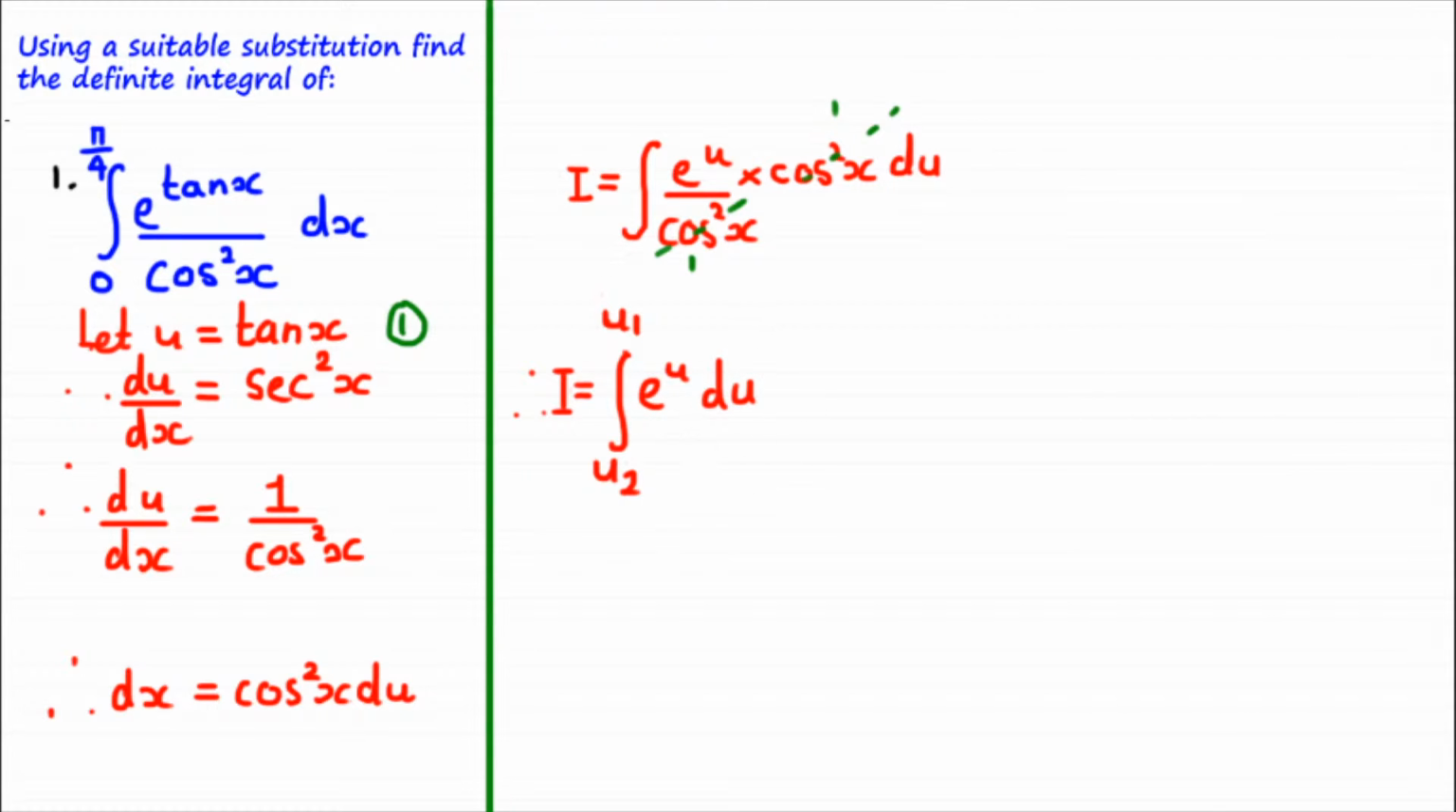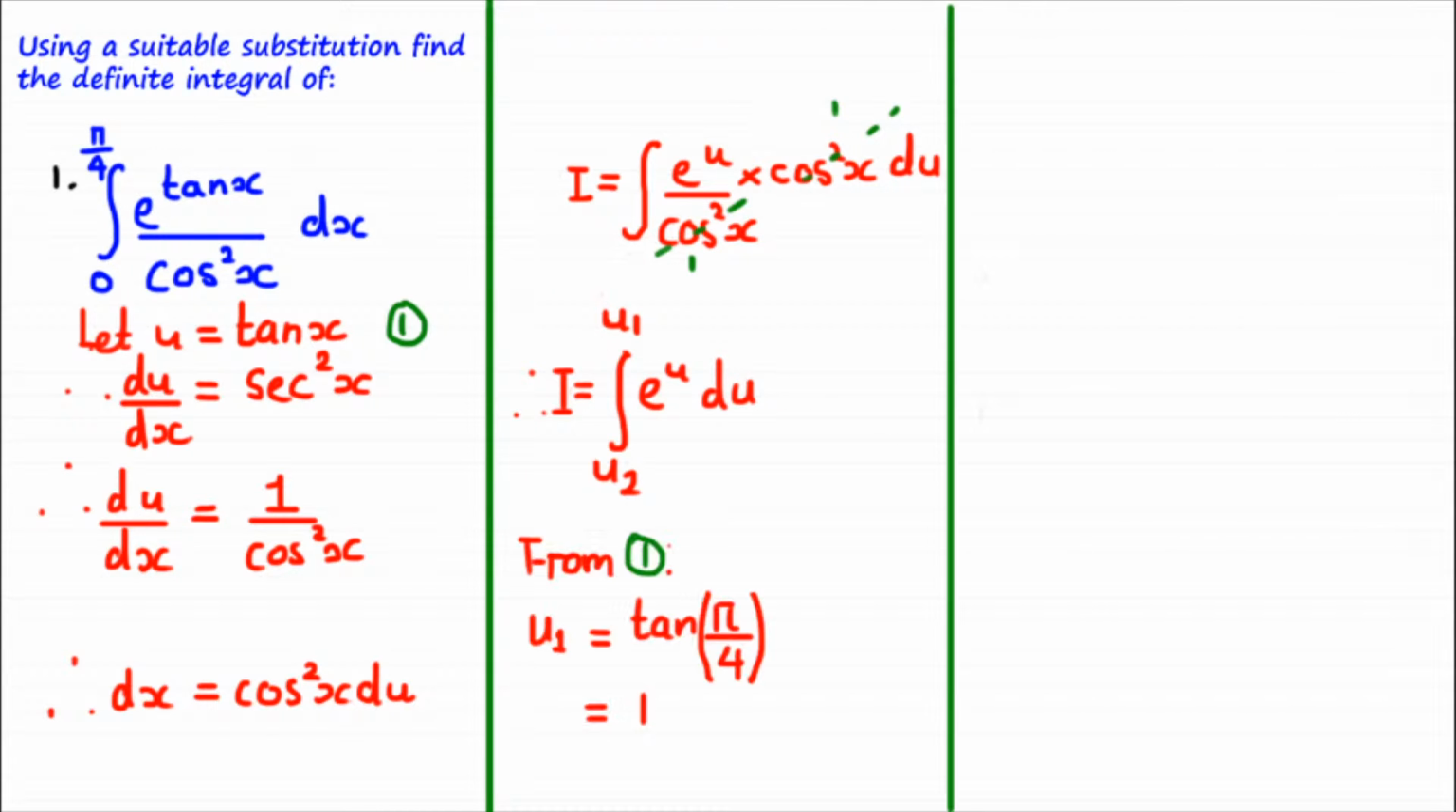Now, in order to find the definite integral, we need to evaluate at the bounds, okay? In order to do this, you would need to change the bounds. Because we've changed the variables for the integrand, we need to also change the bounds from x bounds to u bounds, okay? So from equation 1, we need to find the value of our upper limit, which would be tan of pi over 4, using equation 1, and that's equal to 1.